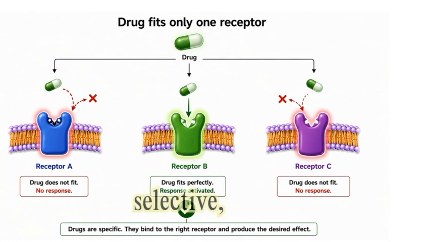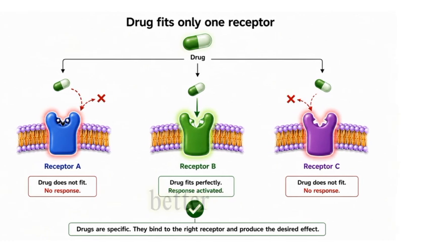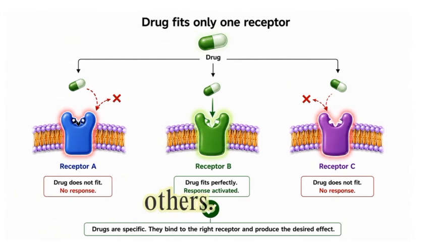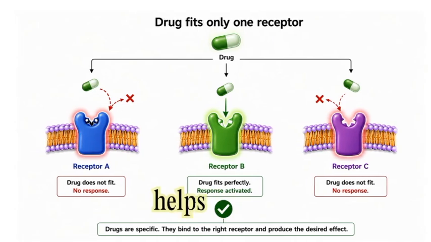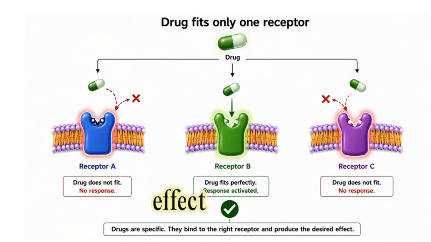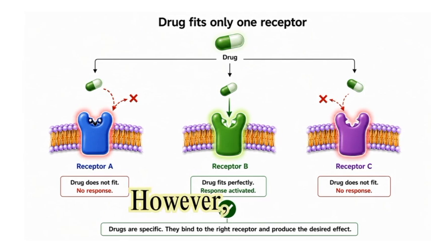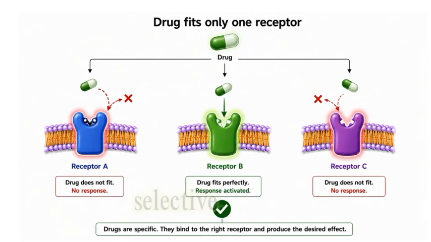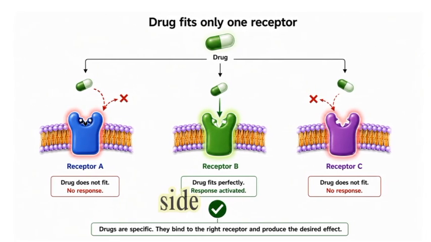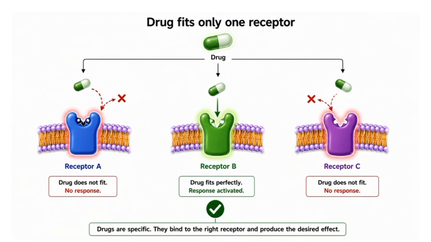Most drugs are selective, meaning they bind better to certain receptors than others. This selectivity helps produce the desired therapeutic effect while reducing unwanted side effects. However, no drug is perfectly selective. That is why side effects can still occur.